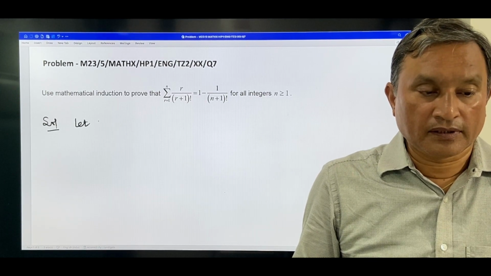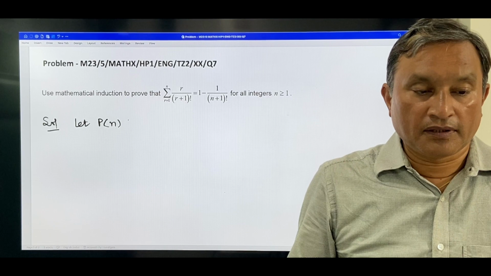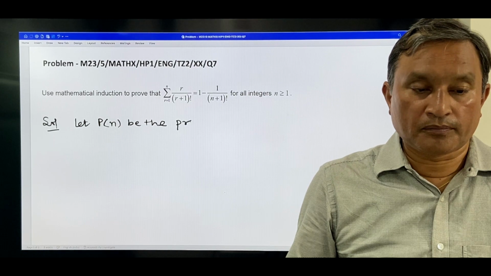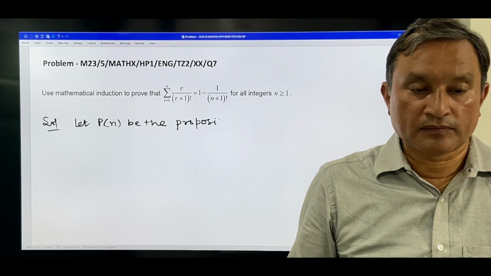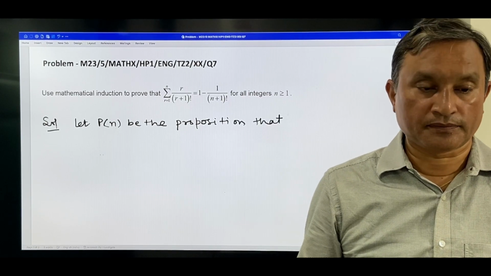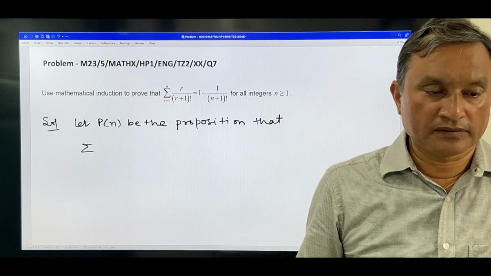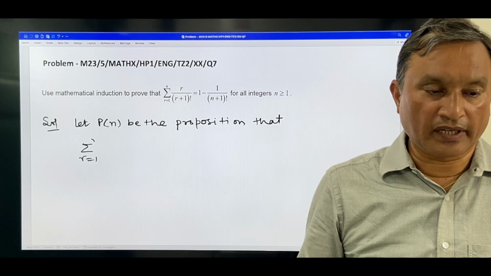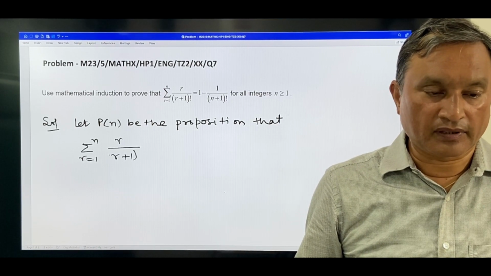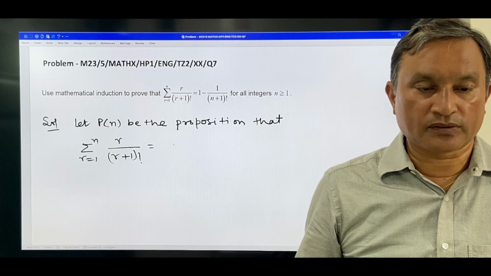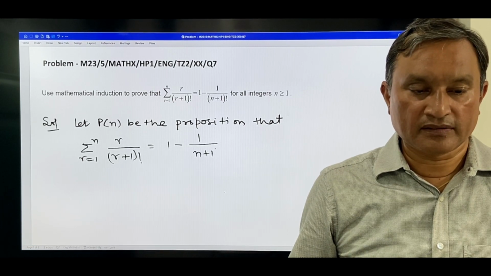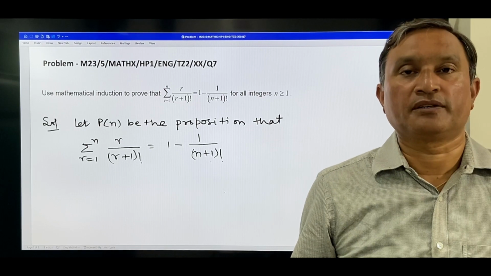Let Pn be the proposition that summation r equals 1 to n of r upon (r plus 1) factorial equals 1 minus 1 upon (n plus 1) factorial.